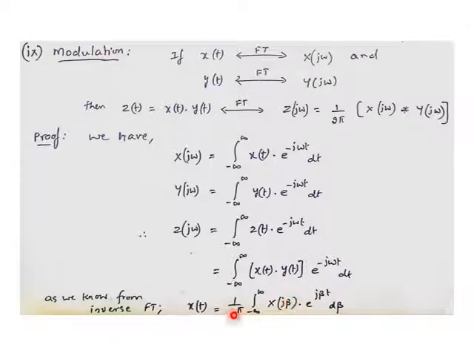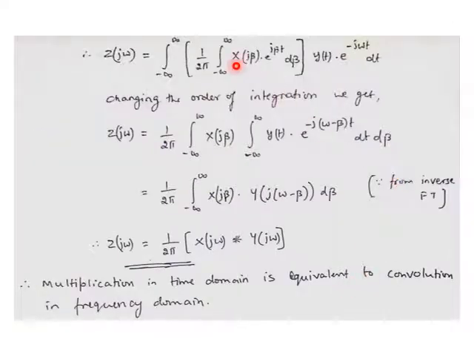From the Fourier transform, I'm just getting back the inverse, that is, getting back x of t. So we know x of t, and we can substitute this x of t value in the equation. The integration is already there, and for x of t it is 1 by 2 pi integration minus infinity to infinity x of j beta e to the power j beta t d beta, with y of t e to the power minus j omega t dt. If I substitute that, we get the same equation in the format I mentioned earlier.